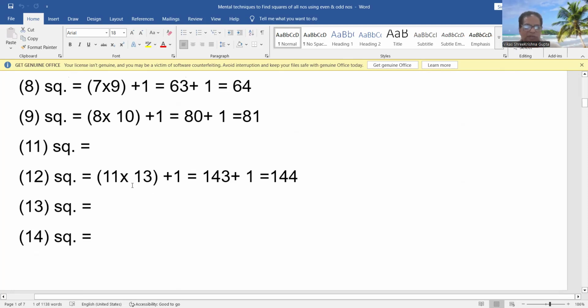So 12 square means 11 into 13 plus 1. Now 11 into 13 is very easy. I know 11 into 13, what I have to do, I will add 1 and 3.